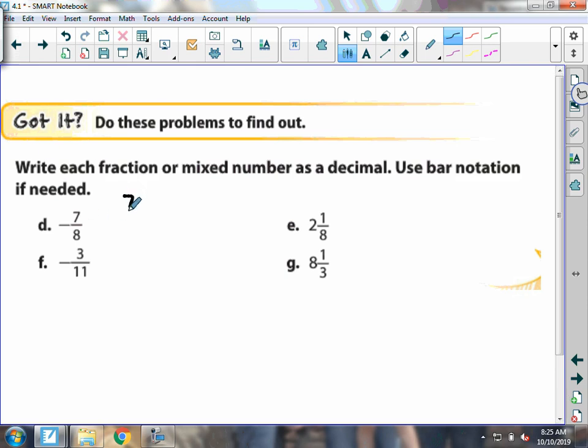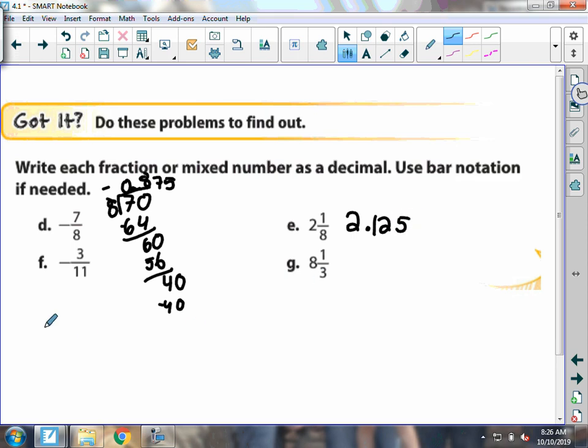So for D, this is going to be 7 divided by 8, so that's negative. 8 goes into 7 0 times. It goes into 70 8 times. That's 64. There's 6. It's going to go into 60 7 times. So 8 times 7 is 56. Gives us 4. Goes into 40 5 times. So we have negative 0.875.